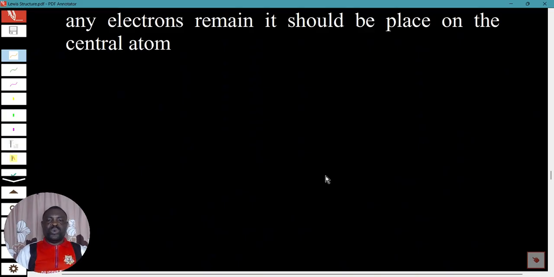So let's start with methane, CH4. Step number 1, determine the magic number, which will give me carbon is in group 4, that is 4 electrons, plus hydrogen is in group 1, that is 1 electron. So we have 4 hydrogen, that will be 4 times 1 electron. Magic number is 8.